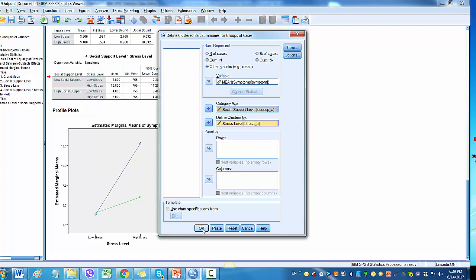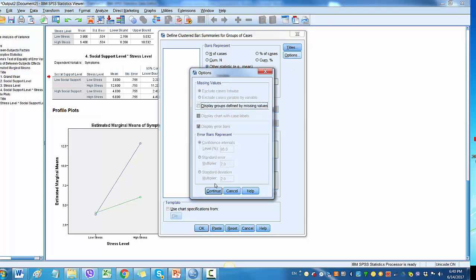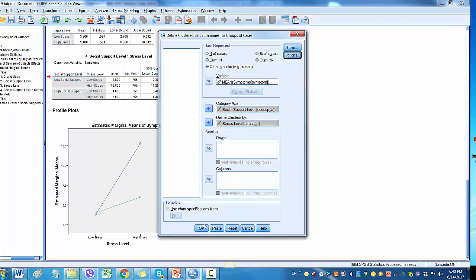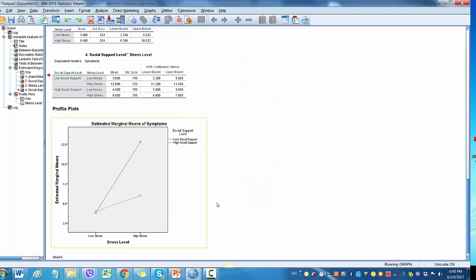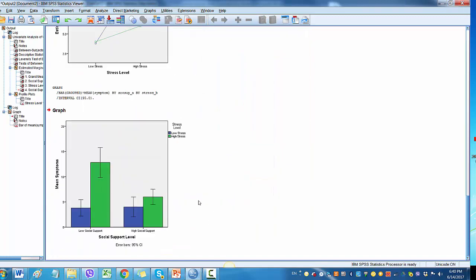Then anything else we need to do? Display, I think that's it. Continue. Okay. So this one is the error bar chart. This one is pretty clear, that indicates that low social support with the high level of stress, the green one and the blue one.